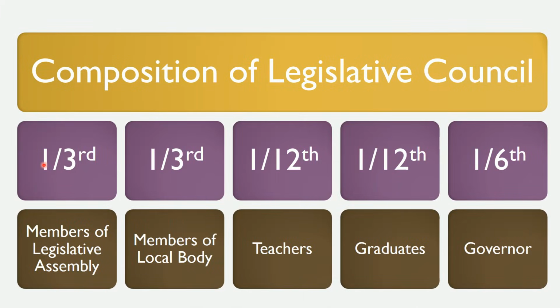Composition of Legislative Council. One-third of the total members of the Legislative Council are elected by members of Legislative Assembly. One-third of the total members are elected by members of local bodies, that is municipalities. 1/12 of the total members is elected by teachers who are domicile of the state, not below the rank of secondary school level. 1/12 of the total members are elected by graduates who are domicile of the state having 3 years of standing. Lastly, 1/6 of the total members of the council is nominated by the governor from those who have specialized knowledge in the field of art, science, literature, technology, etc.